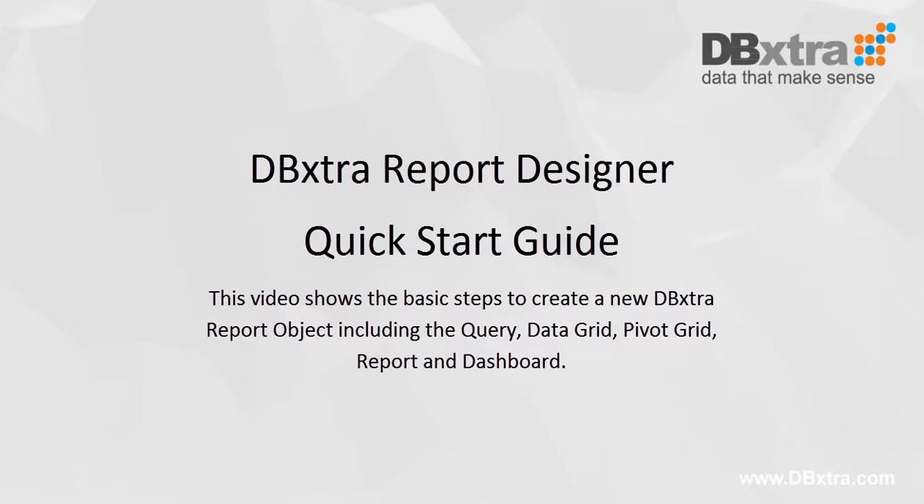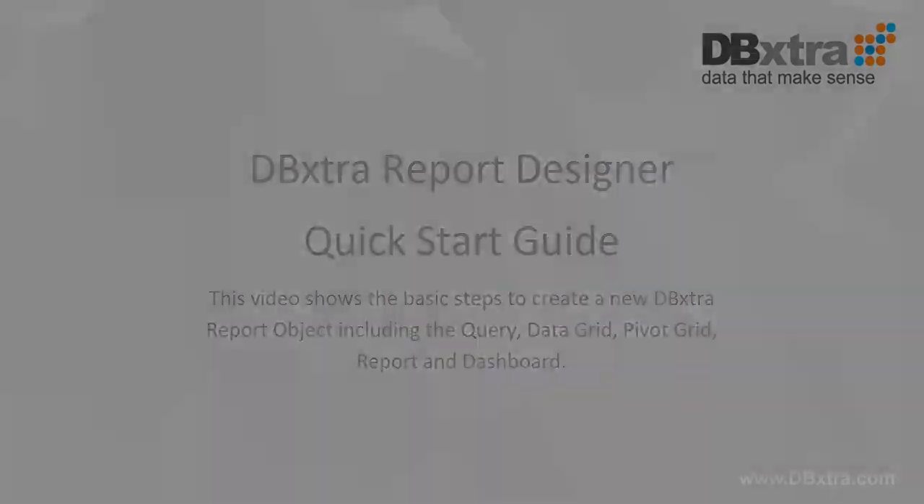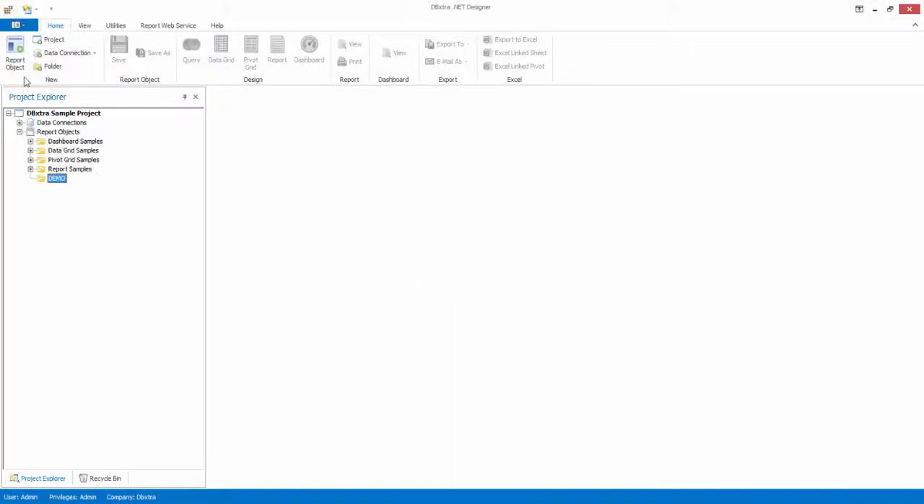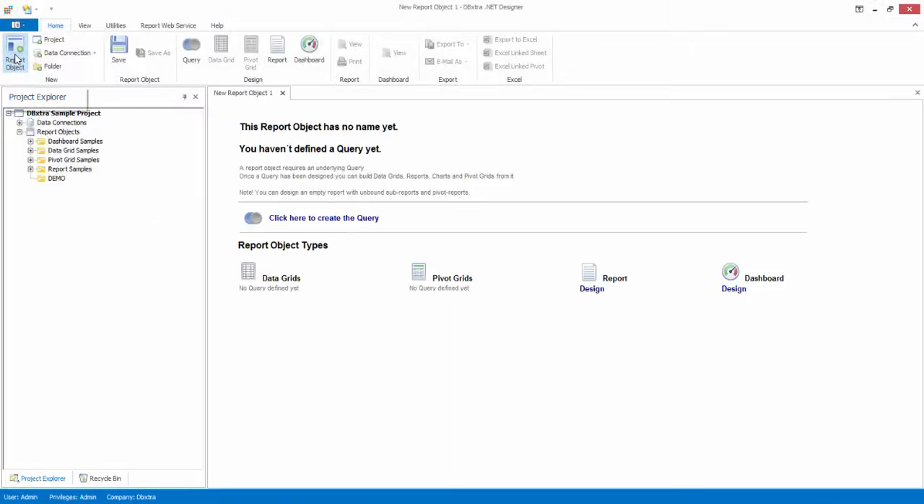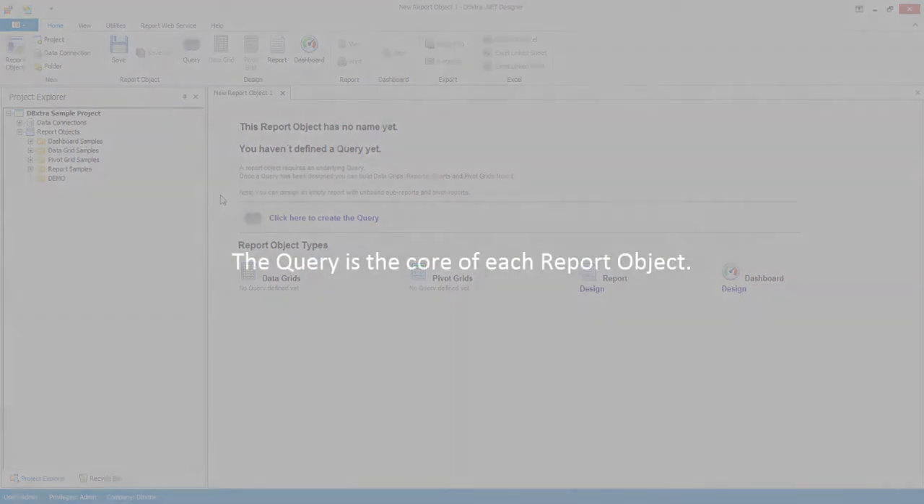Hello. In this video, I will show you how to quickly design a new report object, including the query, a data grid, a pivot grid, a report, and a dashboard. Let's create a new report object. Click the New Report Object button on the menu.